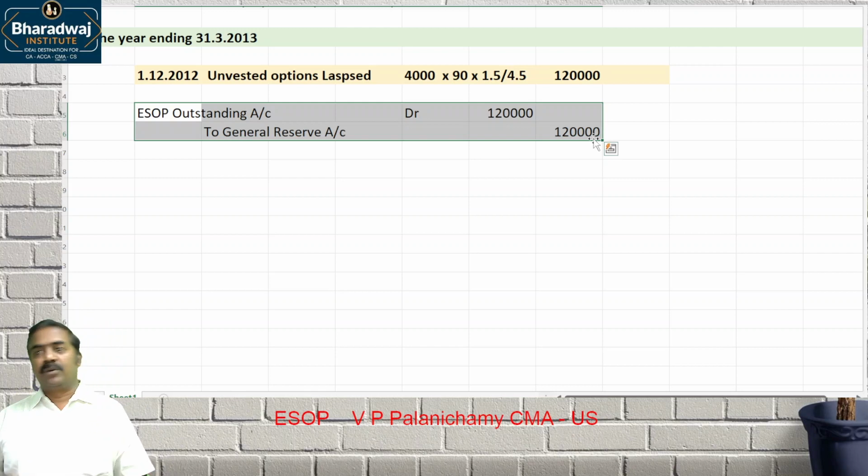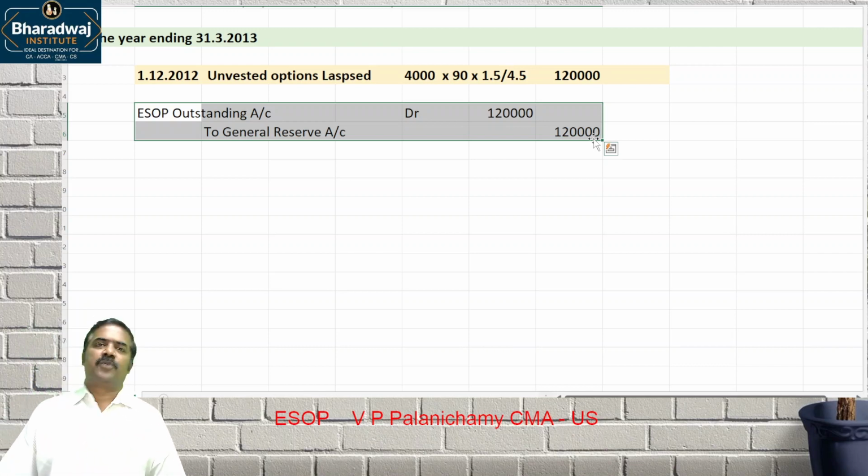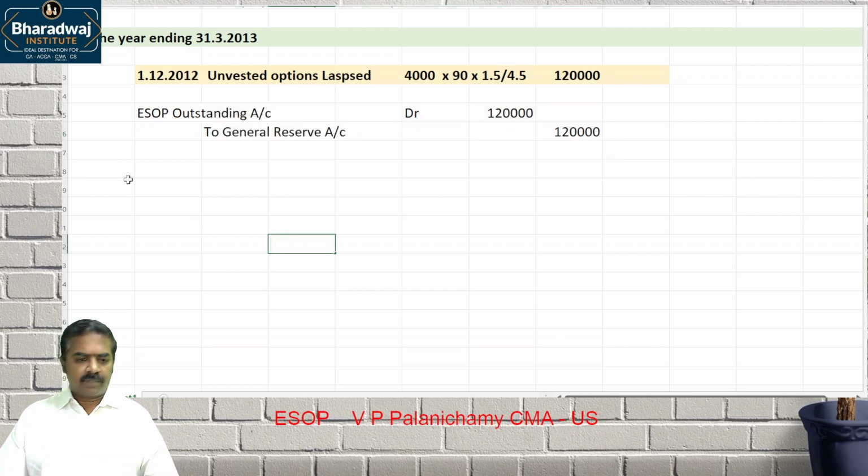Suppose we come to know only after the vesting period is over, after the 4.5 years, then you can transfer to general reserve. But we know on 1st December itself that these 4,000 options are not exercisable. Whatever excess provision was created in the past, transfer to what? General reserve. Next.